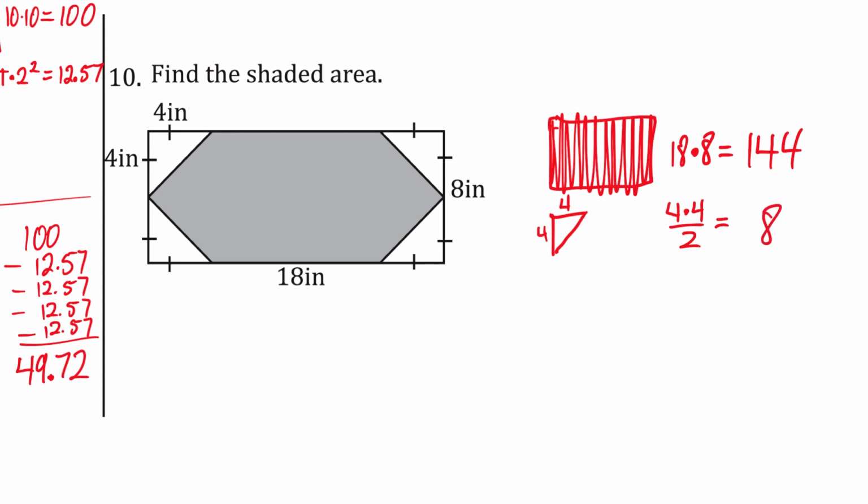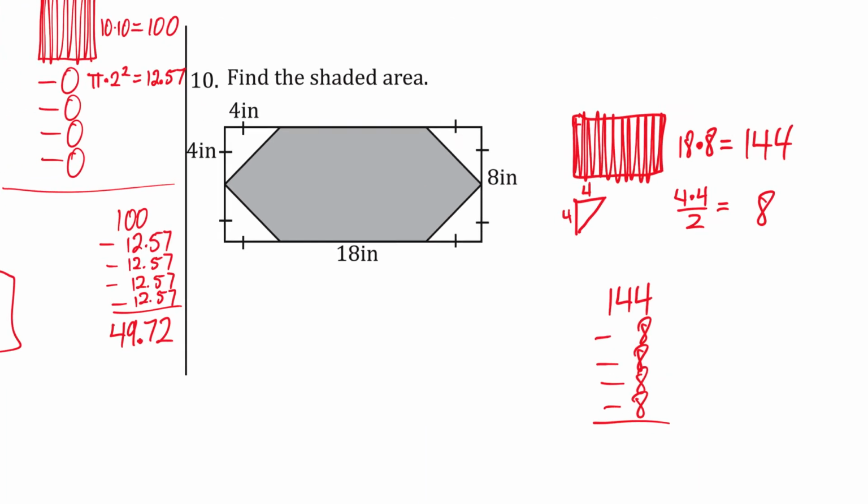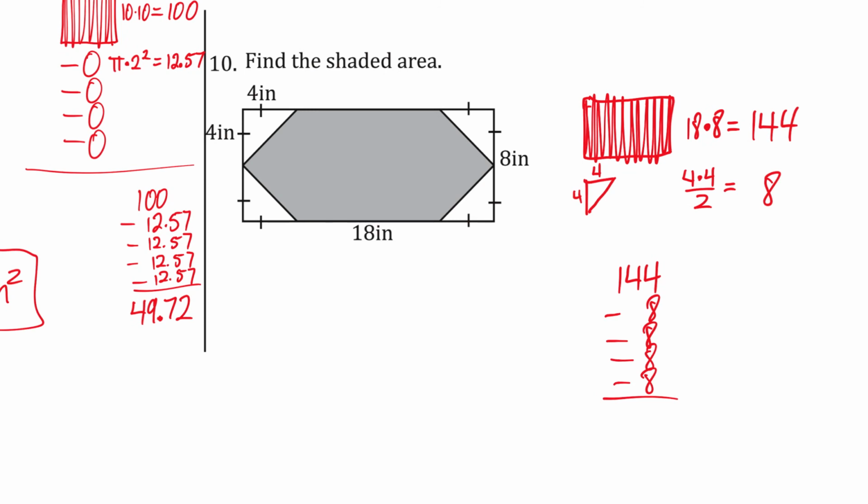But how many of those are there? 4. There's 4 of them. So I'm going to take the 144 that I started off with, and take 4 of those 8s off of there. So the 144 minus each triangle, which is 8. So 144 minus 8 minus 8 minus 8 minus 8. What does that give you? And yep.